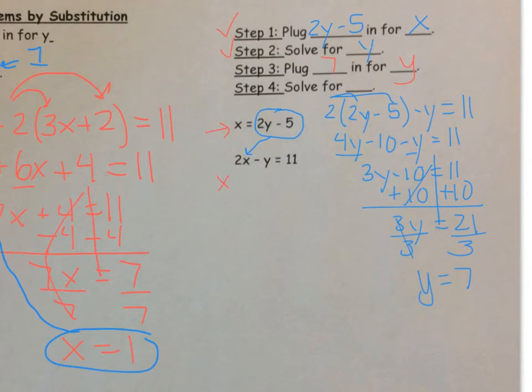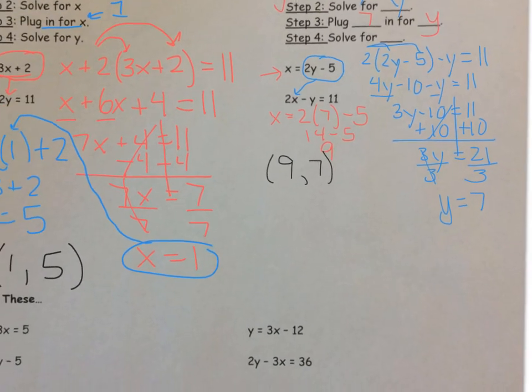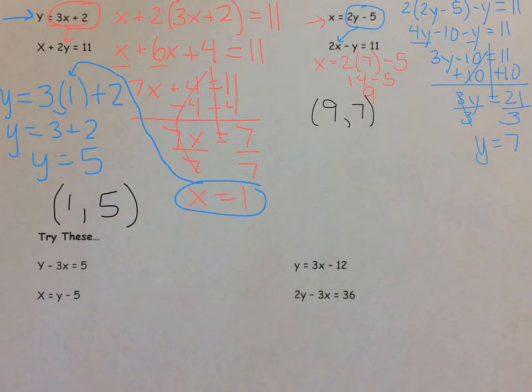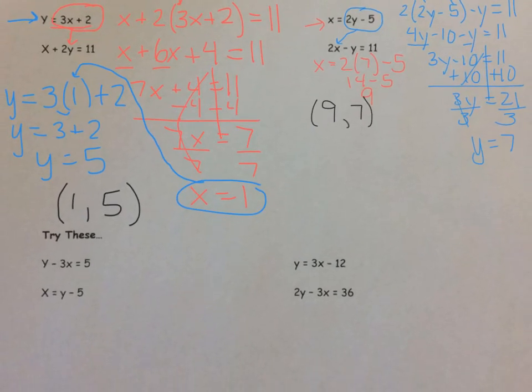So x equals 2 times 7 minus 5. 14 minus 5 is 9. Okay, so that ordered pair is, okay, remember x always comes first, 9 comma 7. And you could check again. If you wanted to check, I can show you that in class too. That's an important tool to be able to do. Again, if you need to, pause the video and come back to that and write it down.